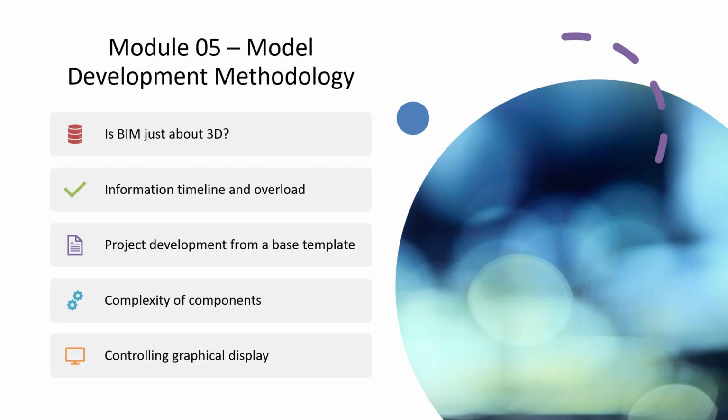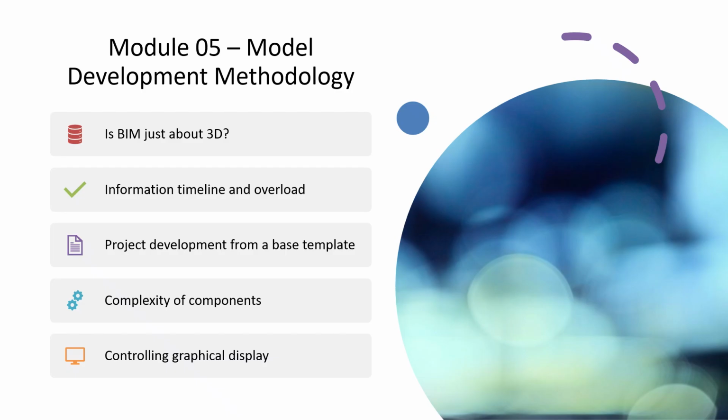Next, we explore the information timeline and overload. As projects evolve, data accumulates rapidly. We'll look at how to manage that flow, what to model early, what to defer, and how to avoid drowning in unnecessary detail. Then we examine project development from a base template. Revit projects often start from a standardized template that includes preloaded families, views, and settings. This ensures consistency and saves time across multiple projects.